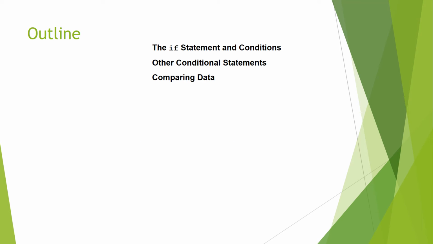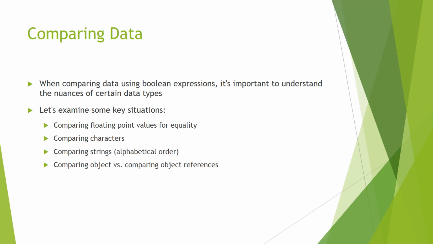Next, let's take a look at comparing data. Comparing data. When comparing data using Boolean expressions, it is important to understand the nuances of certain data types. Let's examine some key situations: comparing floating point values for equality, comparing characters, comparing strings in alphabetical order, and comparing objects versus comparing object references.